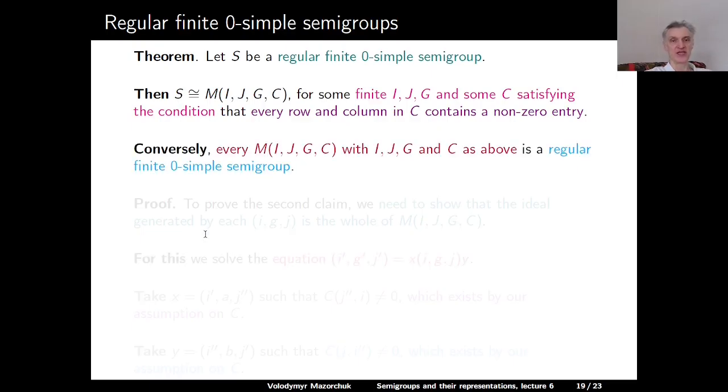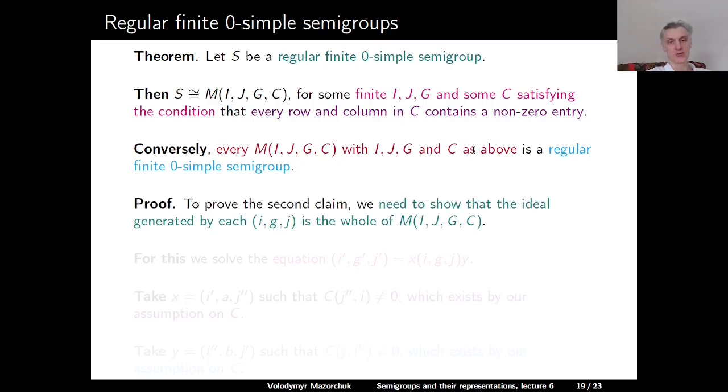Conversely, each such Riesz matrix semigroup is a regular finite zero-simple semigroup. So regular finite zero-simple semigroups are exactly the Riesz matrix semigroups with one condition on the map C: the matrix C should have a non-zero element in each row and in each column.